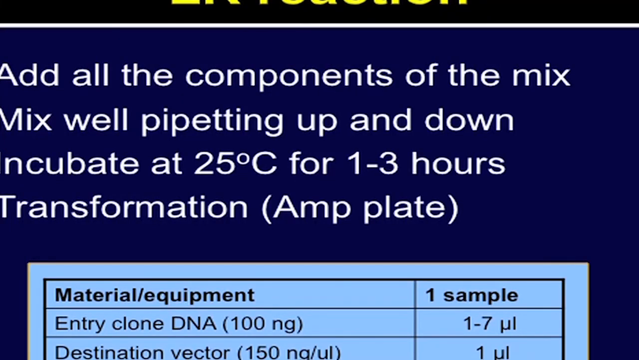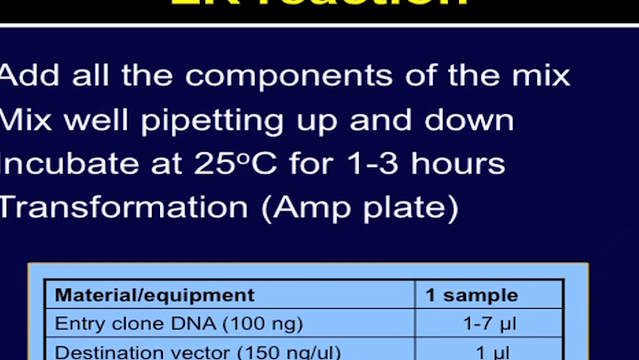Let us now discuss the recipe for the LR reaction. To perform the LR experiment, one needs to take the entry clone DNA obtained from the BP reaction, around 100 nanogram is ideally required. Then you need a destination vector, which is a vector of your choice, at 150 nanogram per microliter concentration. You also need TE buffer and LR clonase II enzyme mix. Again, these volumes are just to give you an estimate about how to do the reactions.